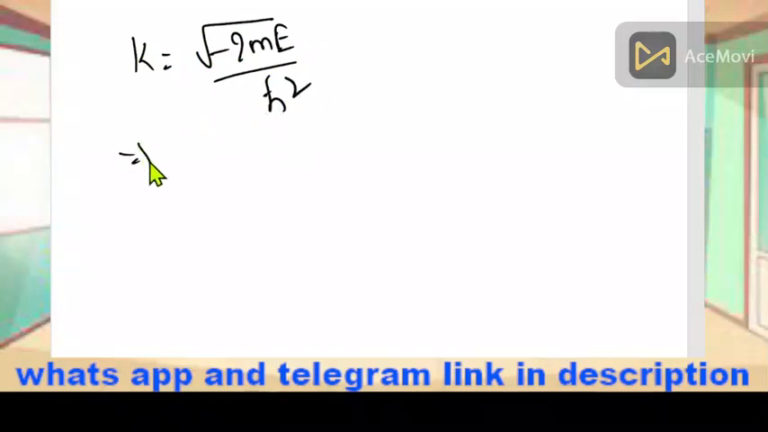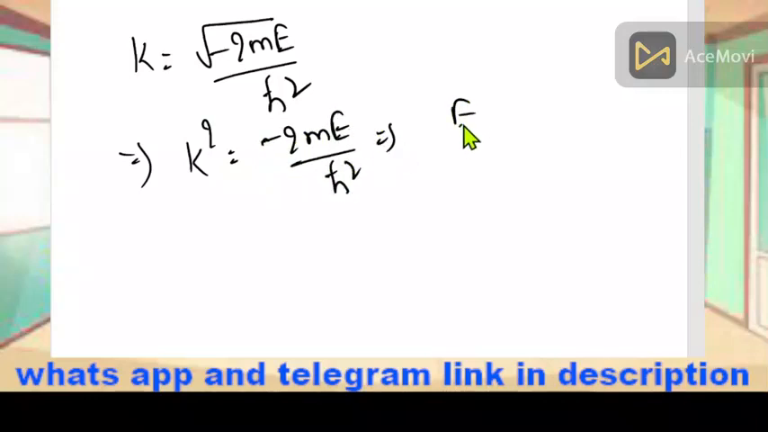So now we have evaluated k, and from k we can find the allowed energy levels, because k was minus 2mE upon h bar square. See the last lecture. So k square is minus 2mE upon h bar square. So E is minus h bar square k square by 2m. Can you relate this equation?